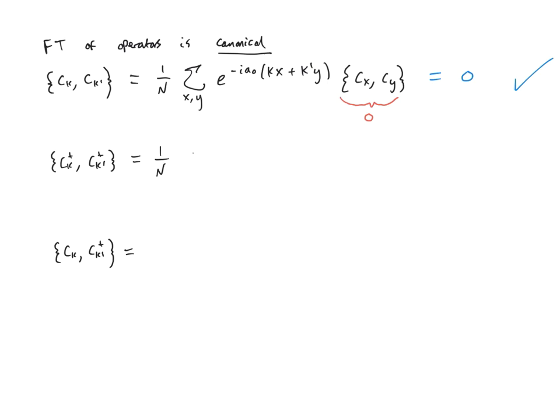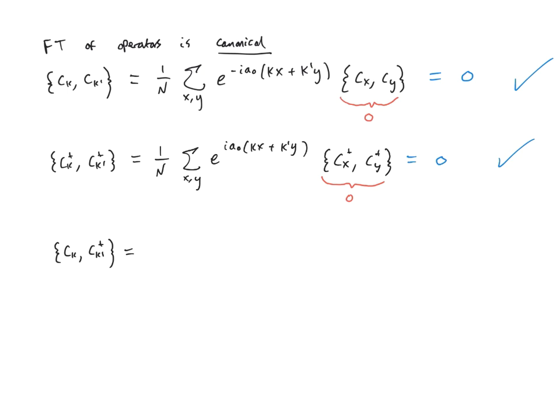It's actually extremely similar. This time I just get e to the plus i a naught of kx plus k primed y. And then I get the anti-commutator in the original basis of Cx dagger, Cy dagger. And for exactly the same reason, this whole thing is equal to 0, because term by term in this double sum, the anti-commutator in the original basis of Cx dagger, Cy dagger is equal to 0, because the x and y's are fermions.